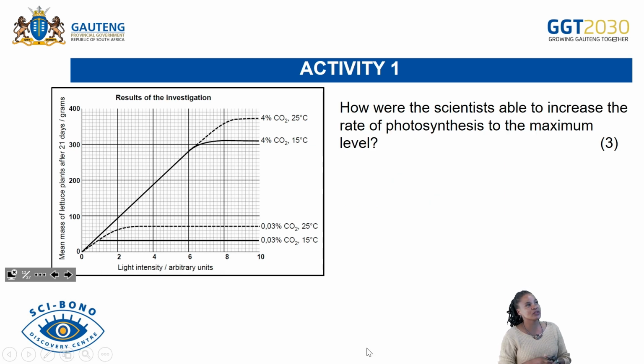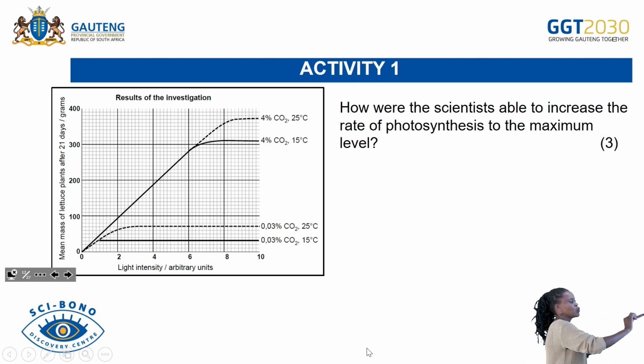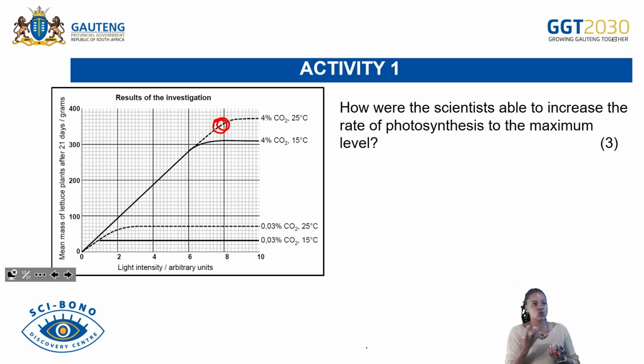Let us look into the other question. How were the scientists able to increase the rate of photosynthesis to its maximum level? So there is the maximum level. How were the scientists able to increase the rate of photosynthesis to its maximum level?